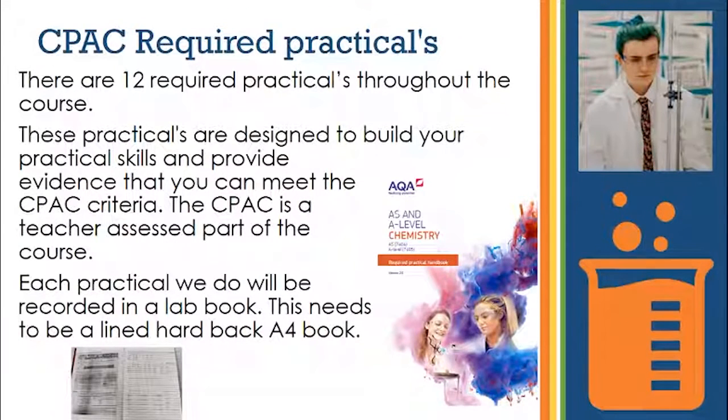We have in chemistry 12 required practicals. We will do more practicals than this, but 12 of them are the ones you have to do in order to get your CPAC qualification. Now, CPAC is the teacher assessed part of the course. You will do practicals and you will write them up in a lab book and show all of the practical skills that you require for a CPAC. So at the bottom here I do have an image of one of my students' books. I realise it's quite small, but you can see she's got the instructions on one side, and on the right hand page she has all of her notes. It's fairly simple. We go through it and you build up your skills throughout the 2 years of the course.